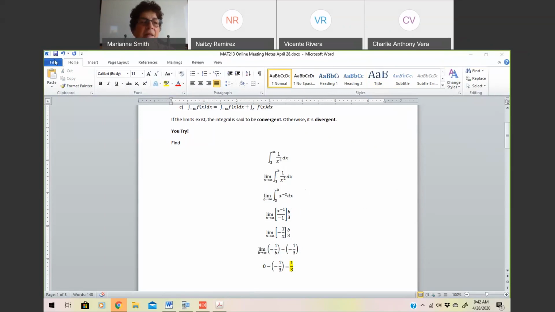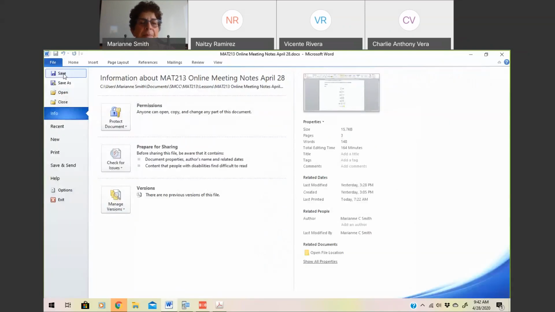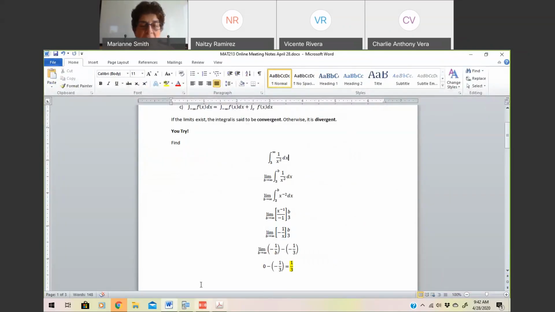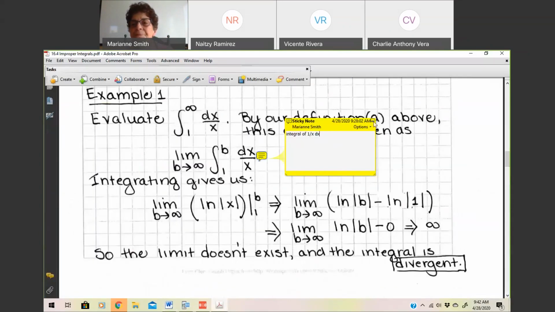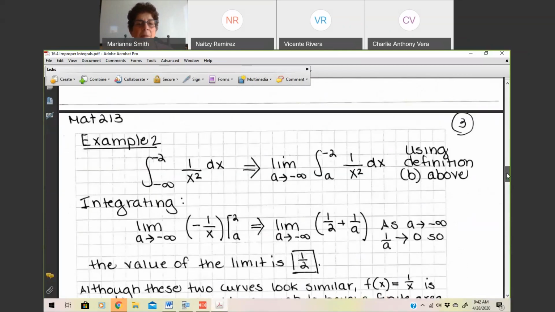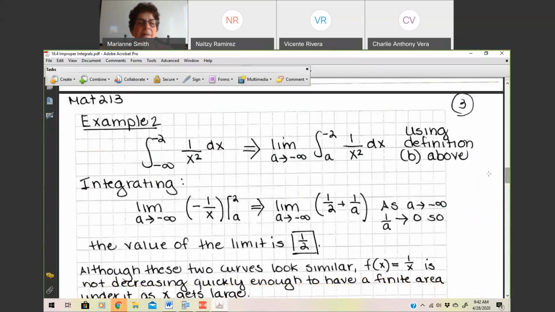Right, let's take a look then at infinite lower bounds. Okay, so I'm going to go back to my notes. Here's an infinite lower bound. Okay, so here I have the integral, that same one we just did, from negative infinity to negative 2 of 1 over x squared. So what I'm going to do this time is I'm going to set my lower bound to a, and then I'm going to let a approach negative infinity, okay? And then integrate this normally.